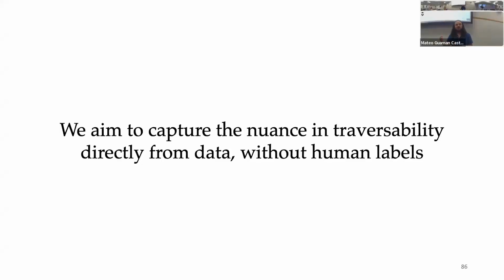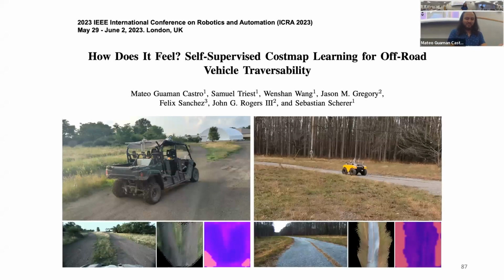So our goal is to capture this nuance of traversability directly from the data without human labels. So quite a lofty goal. But we did publish a paper about this, and this is what I'm going to try to describe now in more detail to show that there is a way to do this. There is a light, and we hope to go more towards these types of approaches in the future.